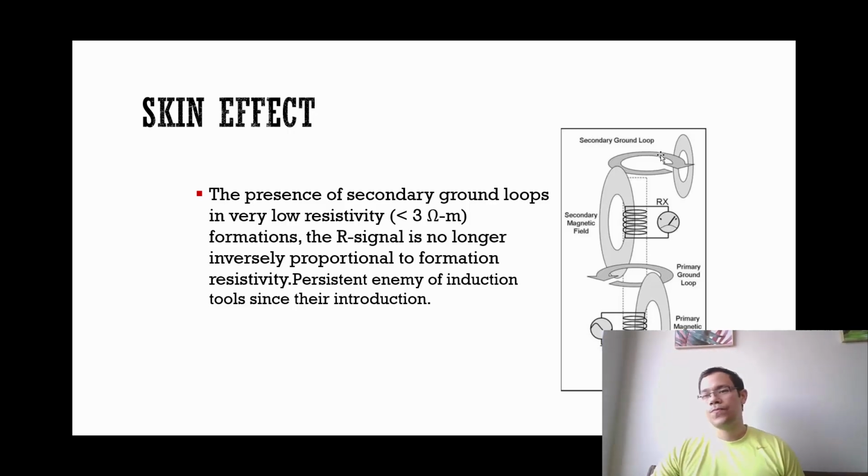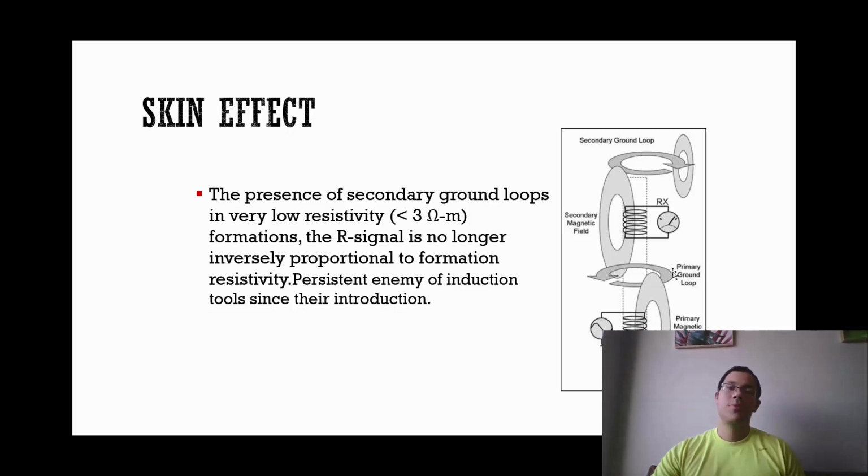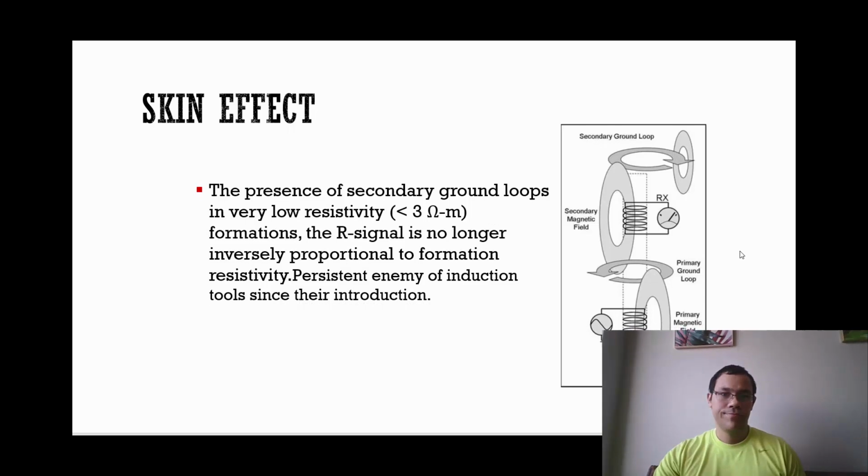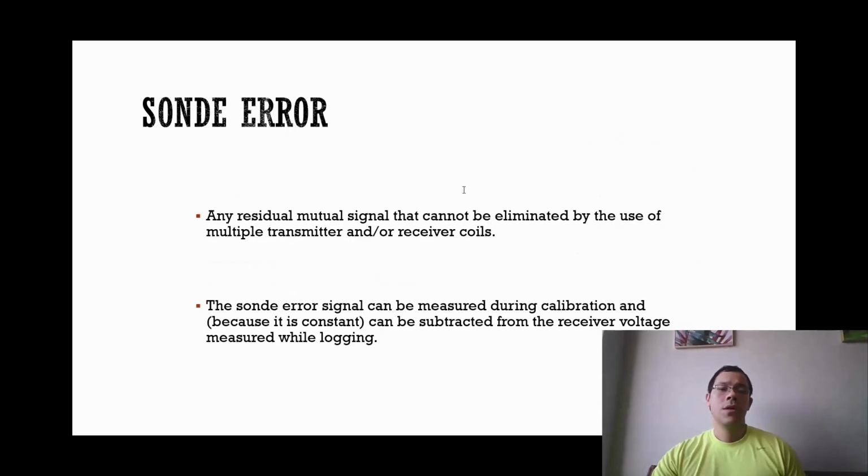So in short, when this loop is created, what your receiver is seeing is not related just to formation properties. It receives other signals, noise, and it's going to give you a wrong value. There is also an error of any residual mutual signal that cannot be eliminated by the use of multiple transmitter and/or receiver coils. In short, we take care of some error in calibration, so this should not be a problem.